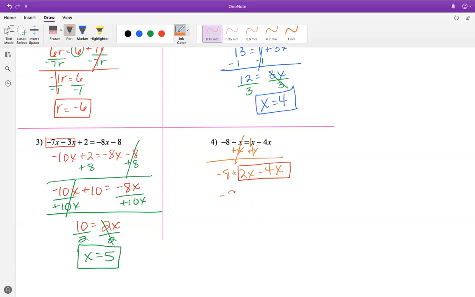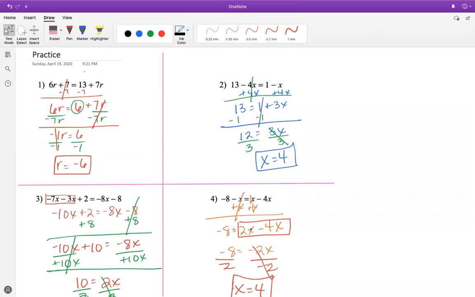All right, so we have negative 8 equals positive 2 minus 4 is going to give me a negative 2x. Okay, so in order to get that x by itself, I'm going to divide both sides by negative 2. Cancel those out, and x equals a positive 4. Okay, so that wasn't too bad.